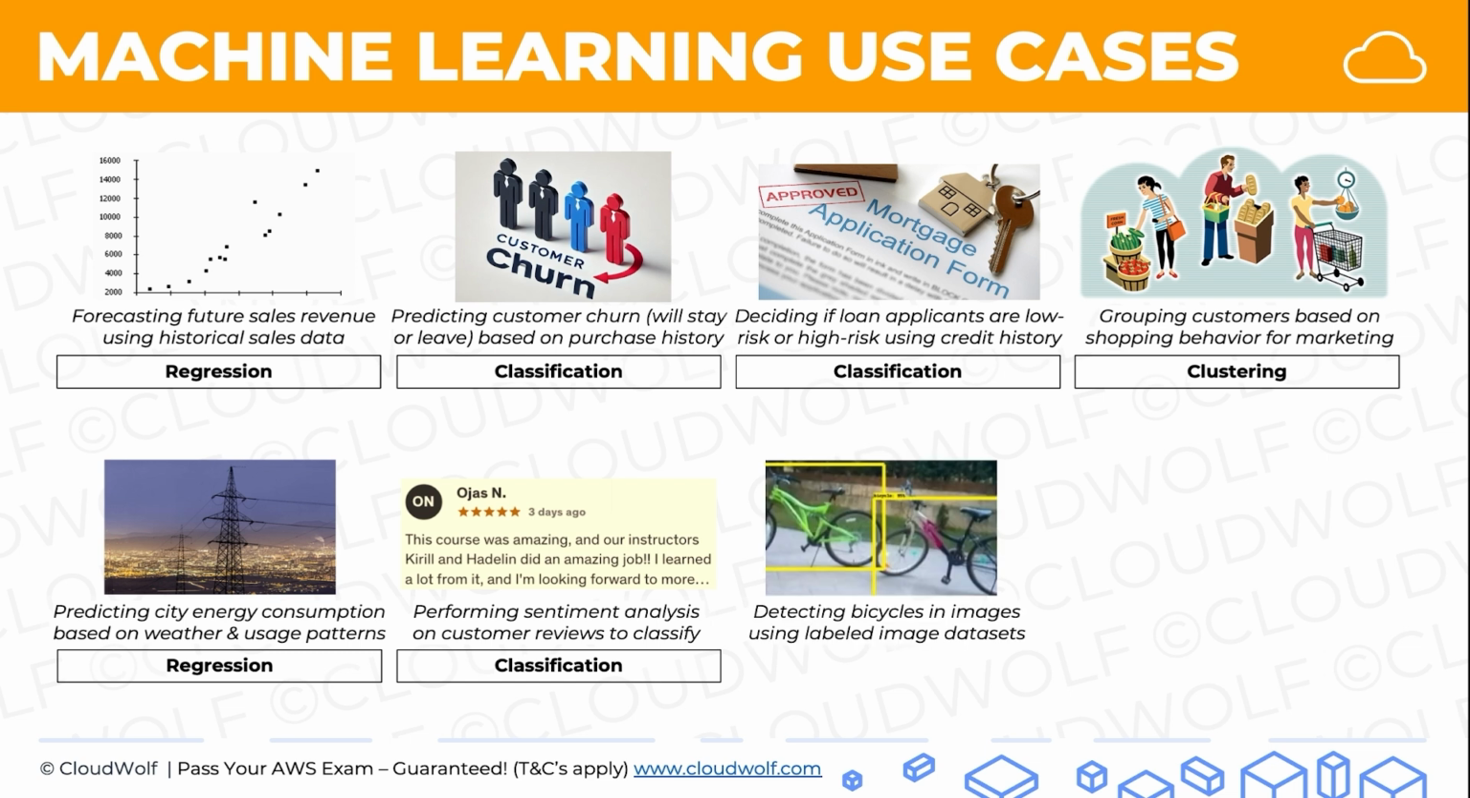Next one is detecting bicycle images using labeled image datasets. So we would need to be able to detect what a bicycle is and classify that this is a bicycle. I've already said the answer. This is a classification problem. We need to identify that part of the image as a bicycle, so classify certain images as bicycle.